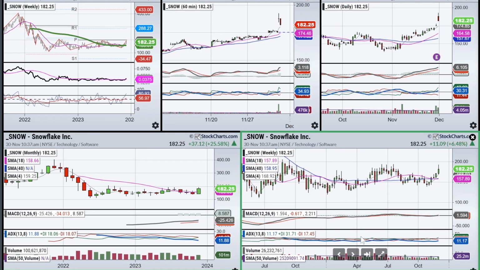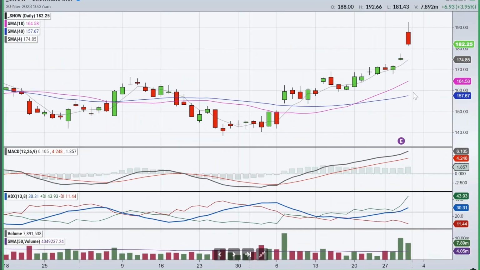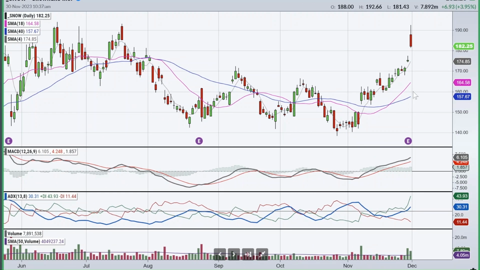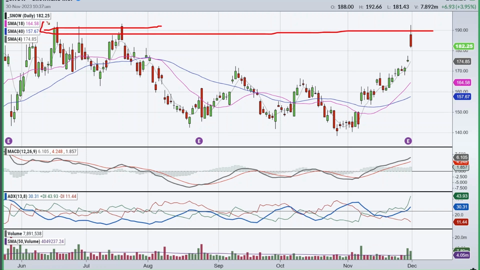All right, let's look at the Snowflake. Now, we had earnings and it's gapping up. Now, we do want to recognize the fact, let's go straight to the daily. You see how this is playing out? It's sort of gapped up into resistance. This is a key level up here, 190-200, all right? And you see how this is playing out right now?